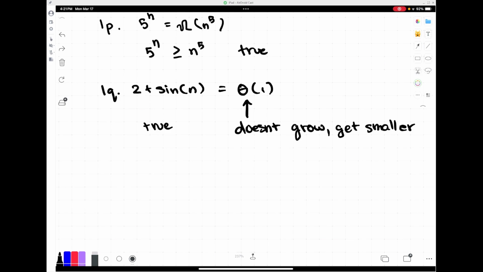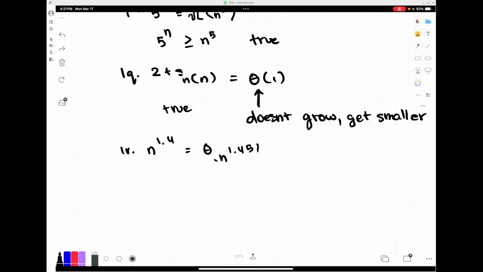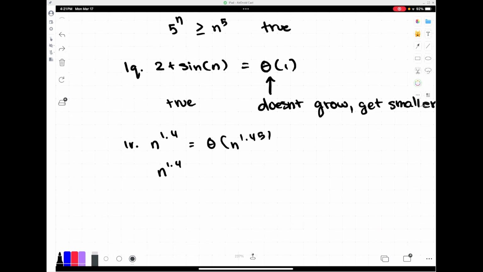And then let me pull up my questions. Okay, so we have 1r: 1.4 is equal to theta of 1.45. And so this one is pretty simple. Is this equal to this? No, so it's false. And we finished problem number 1.